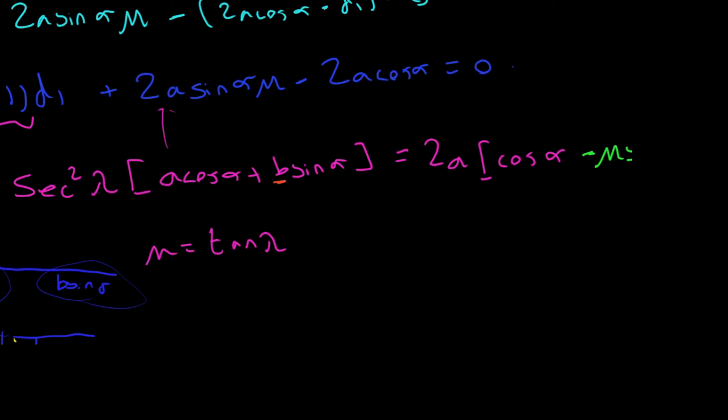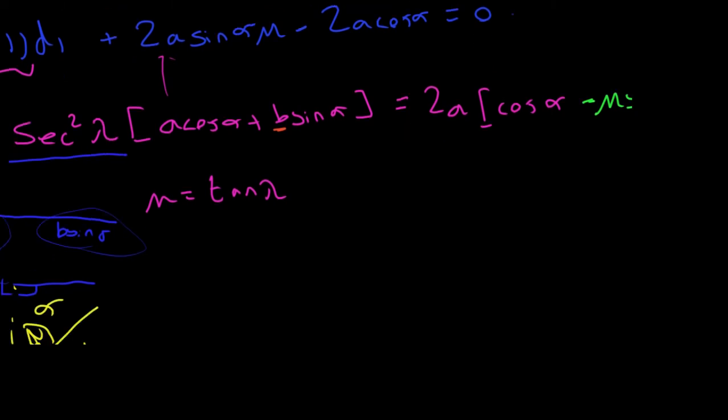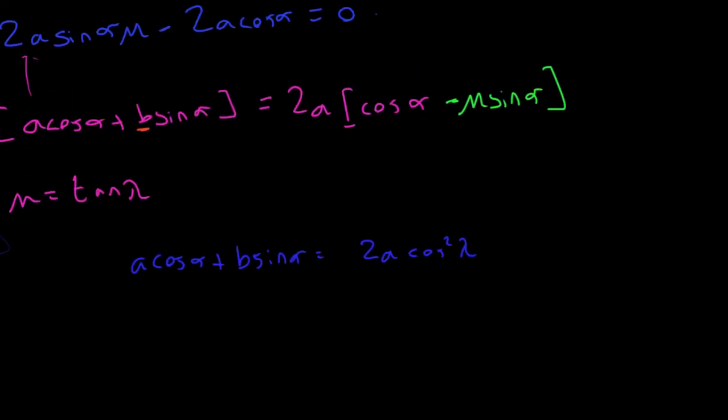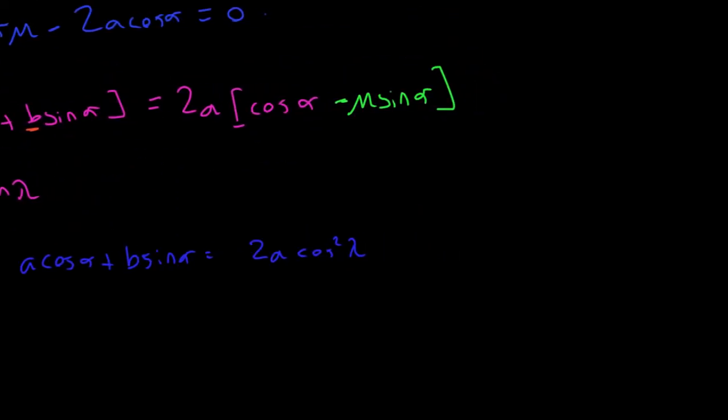What seems to make sense now is multiplying both sides by cos squared lambda in order to get rid of the sec. So what we're going to have is a cos alpha plus b sine alpha is 2a, and there's just going to be a cos squared lambda. I'm going to leave it outside for the minute because again I'm not sure what to do. I had a bit of a mental slip here. I really should have just plugged in tan lambda straight away. And there we have that.